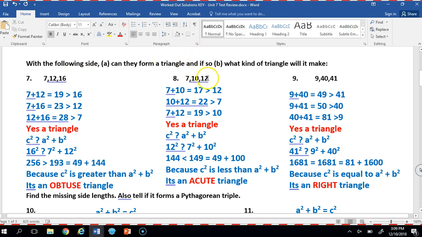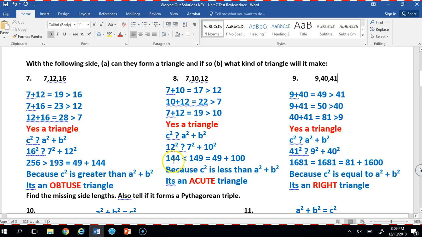Over here, we would have done the 12 squared and compared it to the 7 squared plus the 10 squared. Here we would have squared the 41, and we would have compared it to 9 squared plus 40 squared. So in the first case with number 7, we got that 256, which is our c squared, is bigger than the 193, which is equal to the 49 plus 144. So because c squared is bigger than a squared plus b squared, it's an obtuse triangle.